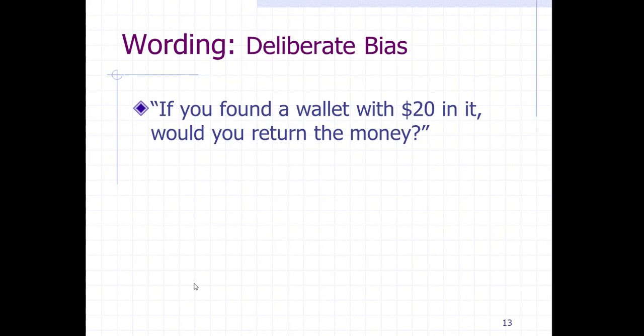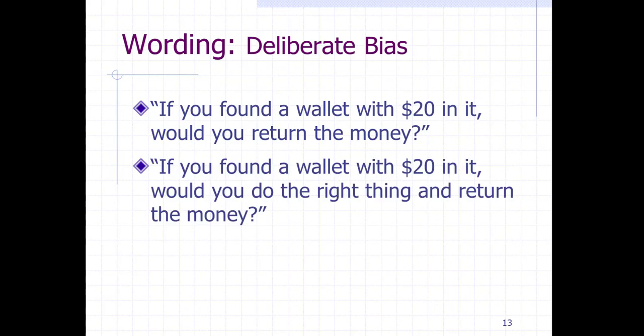Okay, here is the one that has as little bias as possible. If you found a wallet with $20 in it, would you return the money? Whereas if I ask the question like, if you found a wallet with $20 in it, would you do the right thing and return the money? Then what's happened is we've put a value judgment into the question. Well, yeah, I'll do the right thing. You don't want to say out loud that you would do the wrong thing.